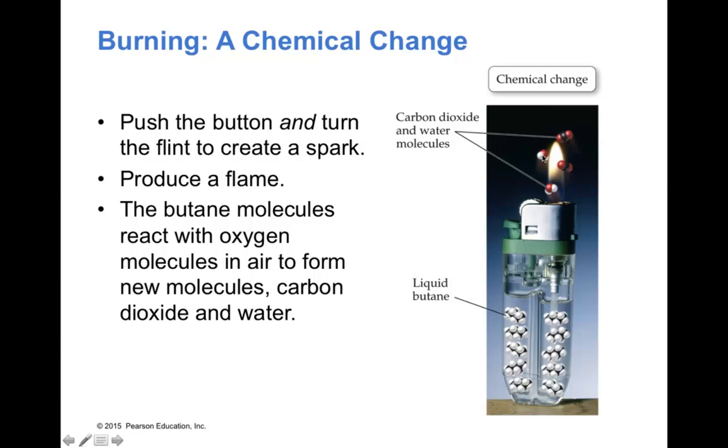Water is H2O. It will be a combination of the hydrogen from the butane, and the oxygen of water comes from the oxygen of the air. So that's why you transform not just from liquid to gas, but also from butane to carbon dioxide and water, two new different compounds. So this is a chemical change.